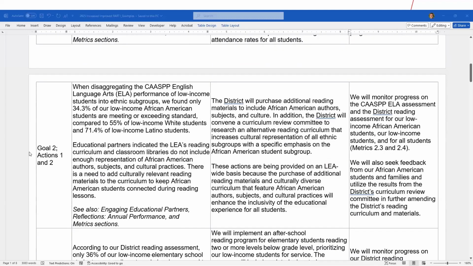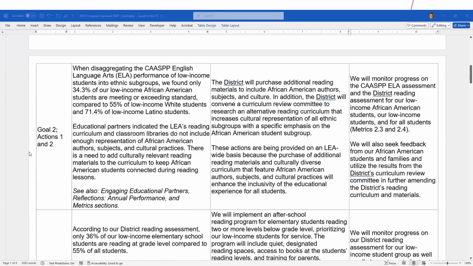Next. Okay, so this one's a little nuanced. This is why I told you guys we're probably going to go over time. So this is also another LEA-wide action. This is an example of an LEA that has an LEA-wide action that is principally directed to an unduplicated student group, but also within that principal direction to that unduplicated student group also addresses the needs of a racial ethnic student group within that unduplicated student group.